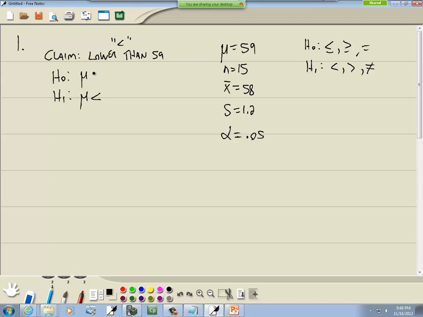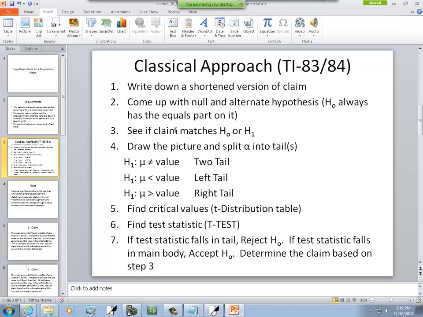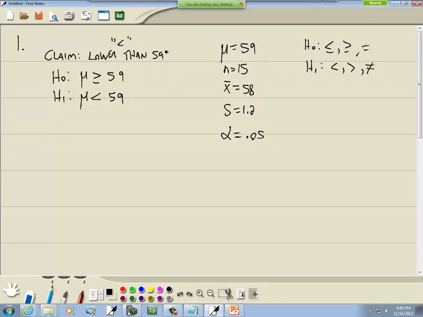And if this is less than, this has to be greater than or equal to. These are opposites of each other. Now, our current textbook will always put an equals here. One of our older ones did it in this form. I like this form better because if these are opposites of each other, if you reject this and you accept this, and you just put an equals here, then that's technically not true. Step 3. See if the claim matches H naught or H1. Well, this matches H1.